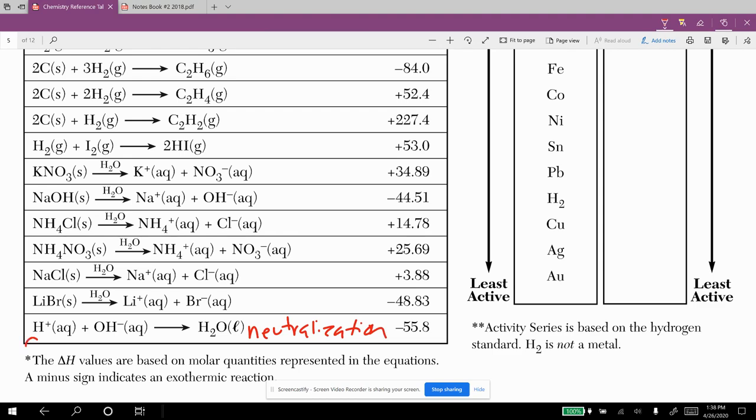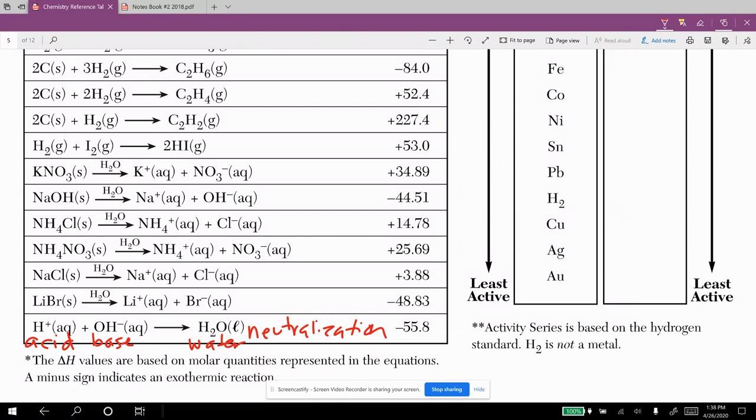Because I said that the acid had an H plus. So if the acid is the H plus, and we'll get to what the base is, the base will have an OH minus, and it's going to form water, right? So this is the neutralization. An H and an OH are going to neutralize each other.